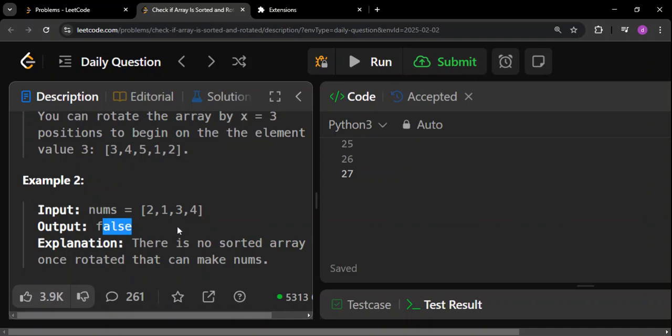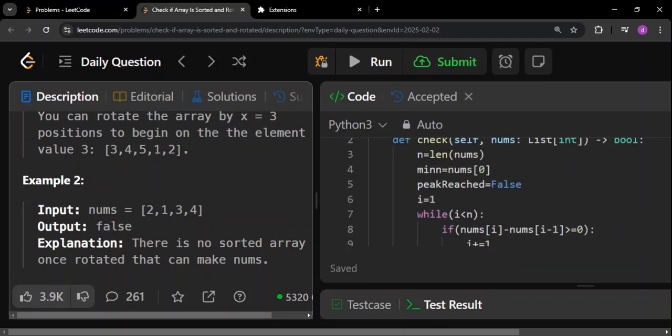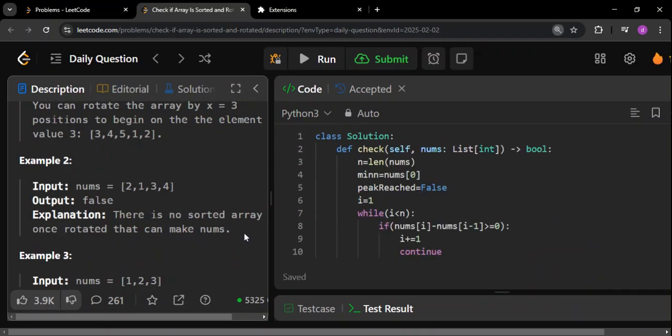This was not sorted at all. So even if you do multiple shifts, you will not be able to get an array which is sorted. As simple as that. We will not be able to get a sorted array back. Yep. So now how to solve this question?